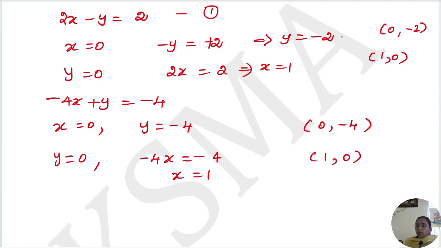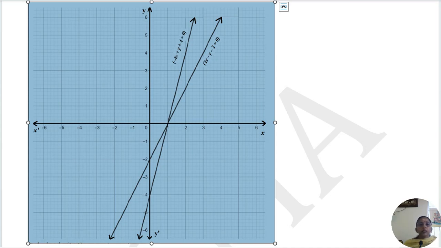Now again mark these 2 points, 0 comma minus 4 and 1 comma 0. Connect these 2 points with a straight line. Mark double side arrow mark. So your graph will be looking like this. So you have a graph this way.